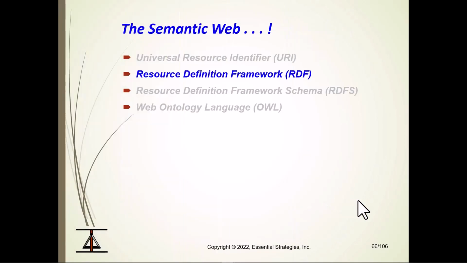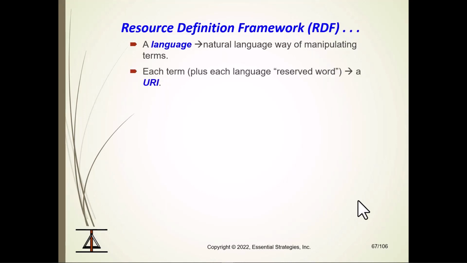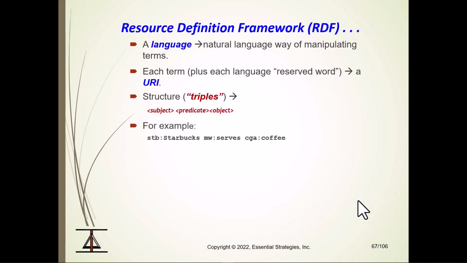Now, the second element of the semantic web is the language that we're going to use. It's called the Resource Definition Framework, or RDF. This is a structured but natural language way of manipulating terms. Now, each term, plus language reserved words, is a URI. Now, the structure is in terms of triples, and you may remember these from your grammar in grade school: subject, predicate, object. For example, here we have a statement in RDF: Starbucks serves coffee. Starbucks is the subject, serves is the predicate, object is coffee.